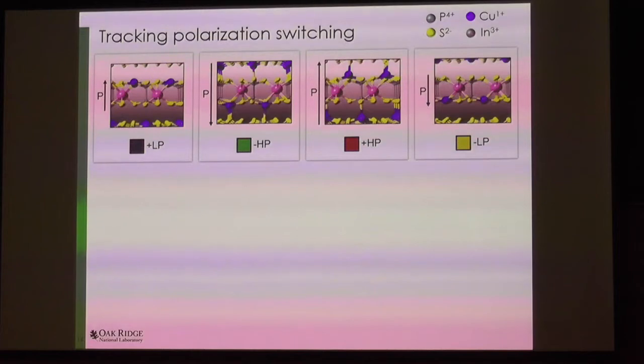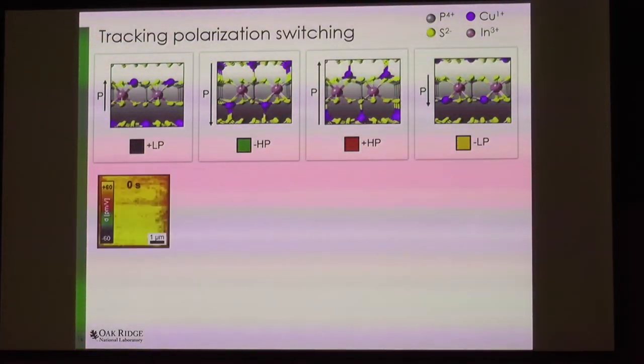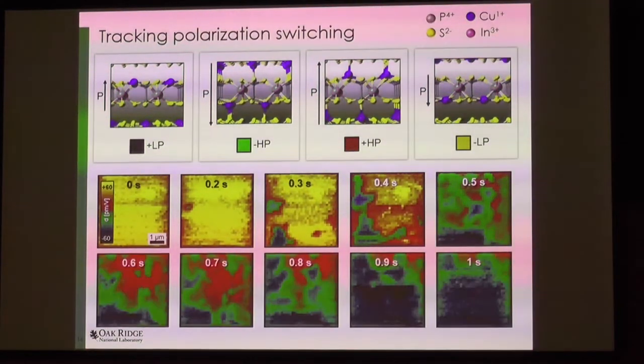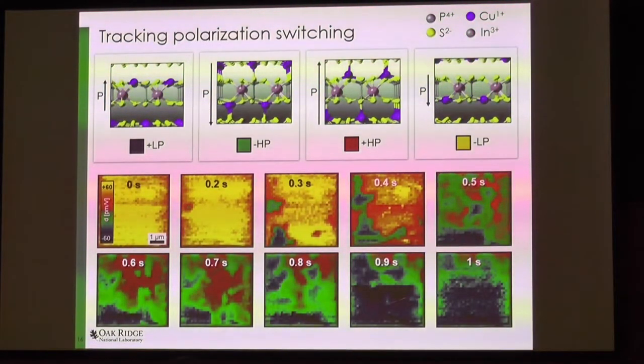As a quick reminder, these are the 4 polarization states that we are able to see, or maybe able to see. We start out with everything being mainly in a negative low polarization state. Then we apply longer pulses. We start getting some nucleation, some domain growth. And then as we progress in pulse duration, we suddenly end up in a positive low polarization state.